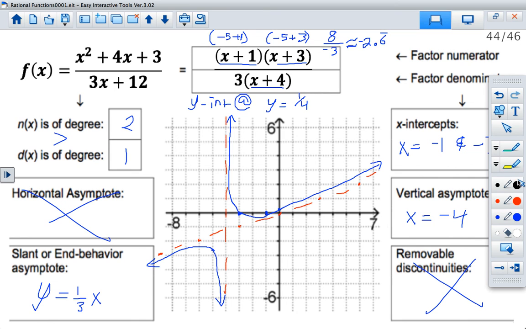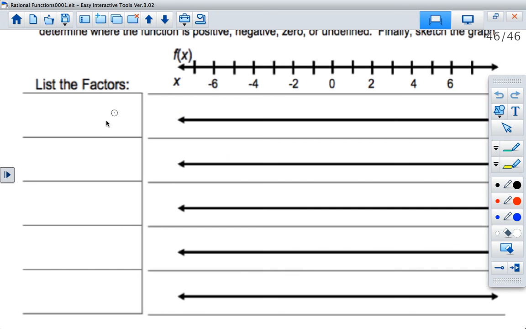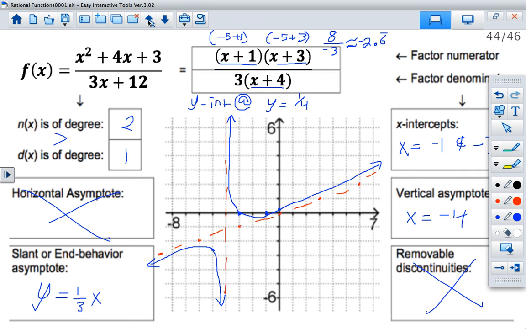I did need to do long division for that, so that was the tough part, but honestly you really don't need this part. You can, if you want to, just list the x-intercepts, y-intercepts, and then the equation for your slant asymptote. Honestly, this part is a little bit difficult. I would not suggest trying to use it.